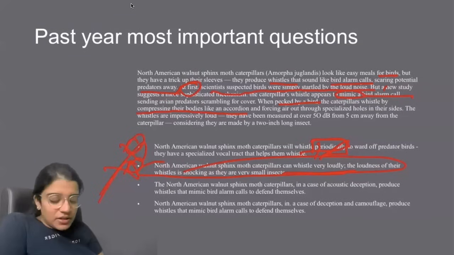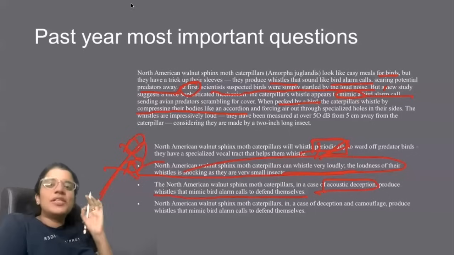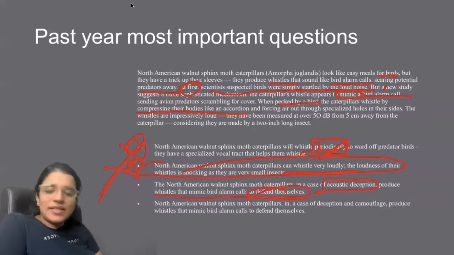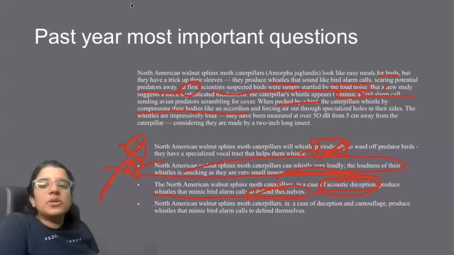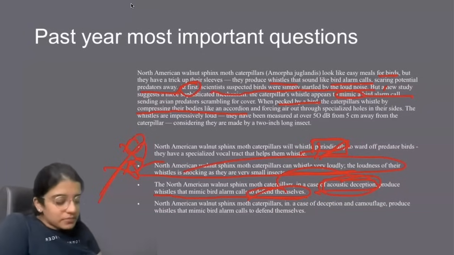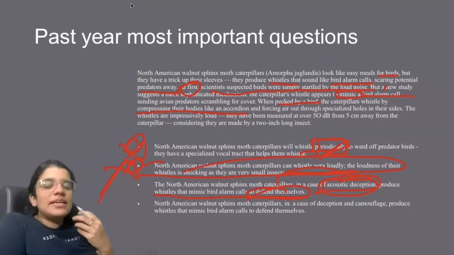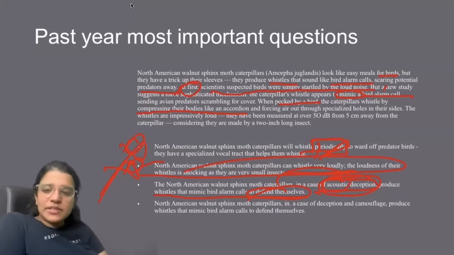What is Option C saying? The North American caterpillars, in case of acoustic deception, produce whistles that mimic bird alarm calls to defend themselves. Every single point is getting covered in the C option. Why do they whistle? In order to defend themselves, to protect themselves. How do they whistle? It is through acoustic deception. Acoustic deception means deceiving someone, cheating someone. So how are they deceiving the birds? By creating a whistle, by making noise, and that's why it is named acoustic. Acoustic means related to voice, related to noise.